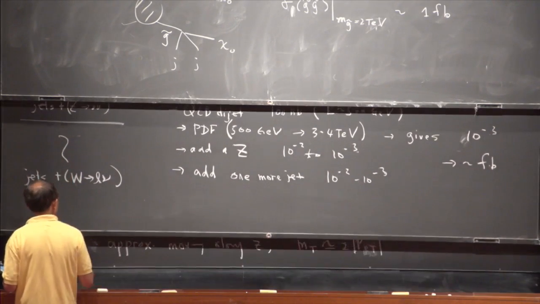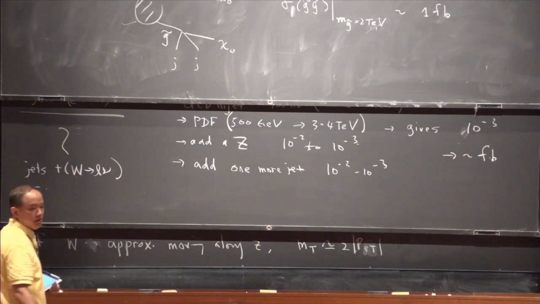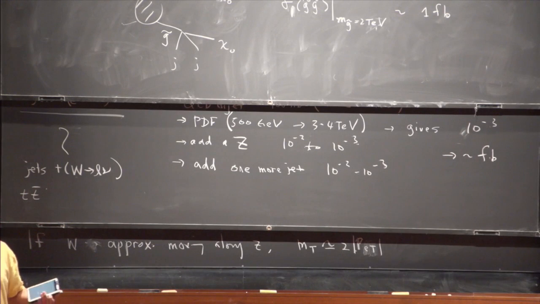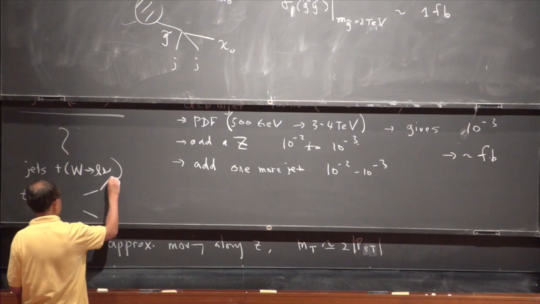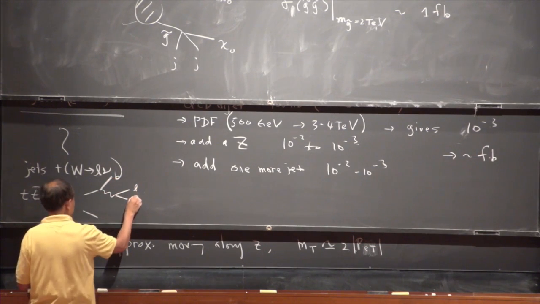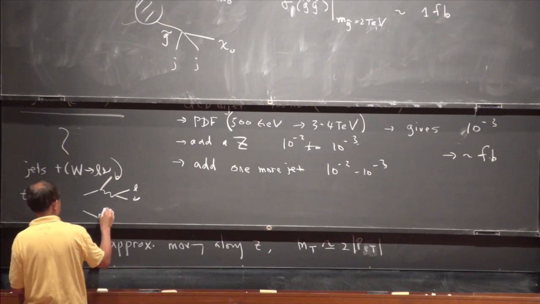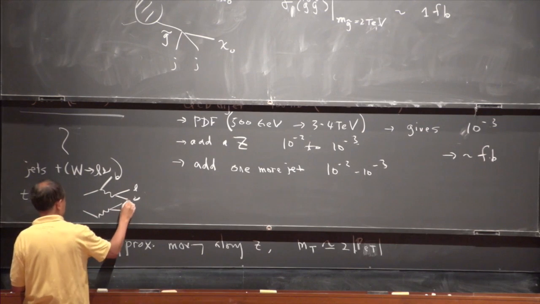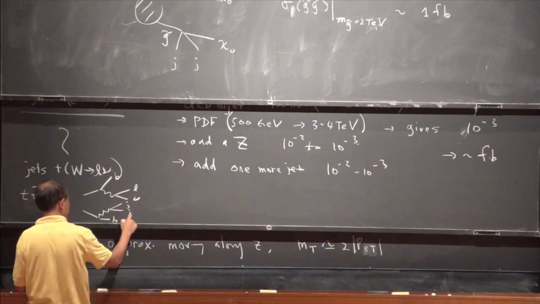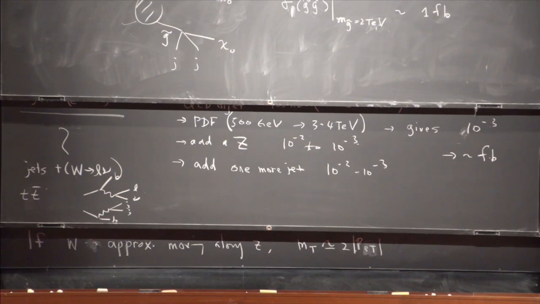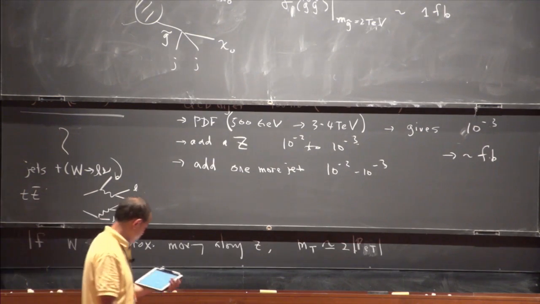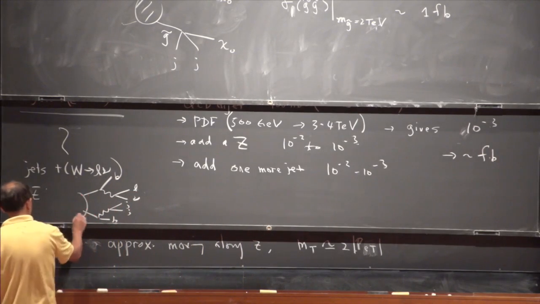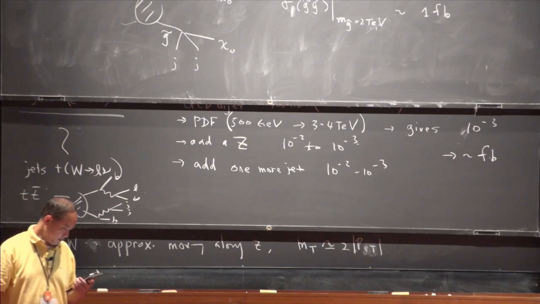There's yet another background, which is TT bar. TT bar is a good background because it has lots of jets to begin with; I don't have to radiate an additional jet. Suppose I have a TT bar background, and this goes to a B and a lepton neutrino, and there's another one that goes to two jets and a B. So I already have 2 B's, 2 jets and a lepton neutrino. All I need to do is make sure I miss this lepton. It's not a huge price to pay. So TT bar is also a fairly strong background.